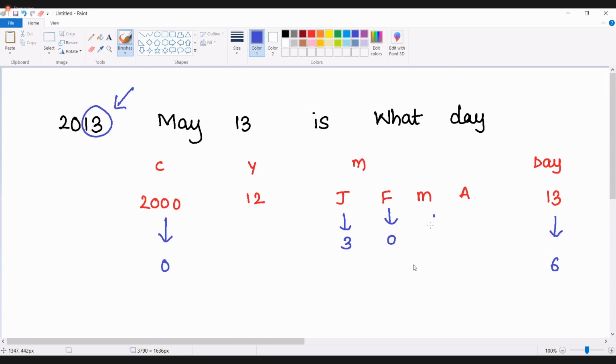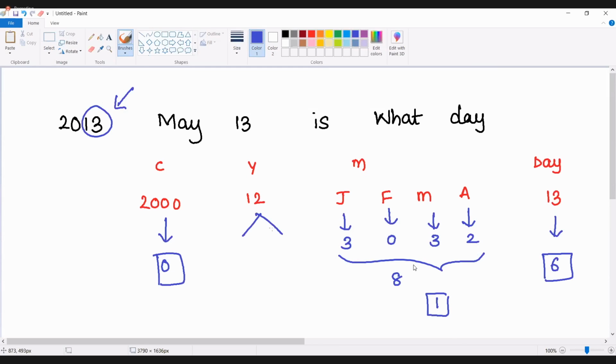May will have 3 odd days. April will have 2 odd days. The sum of this is 8, so 1 odd day. Here it is 6 odd days, here 0 odd days. When it comes to years, 12 by 4, what is the quotient? Quotient is 3. That means out of 12 years, 3 are leap years, and 12 minus 3 are non-leap years. 9 into 1 is 9, 3 into 2 is 6.